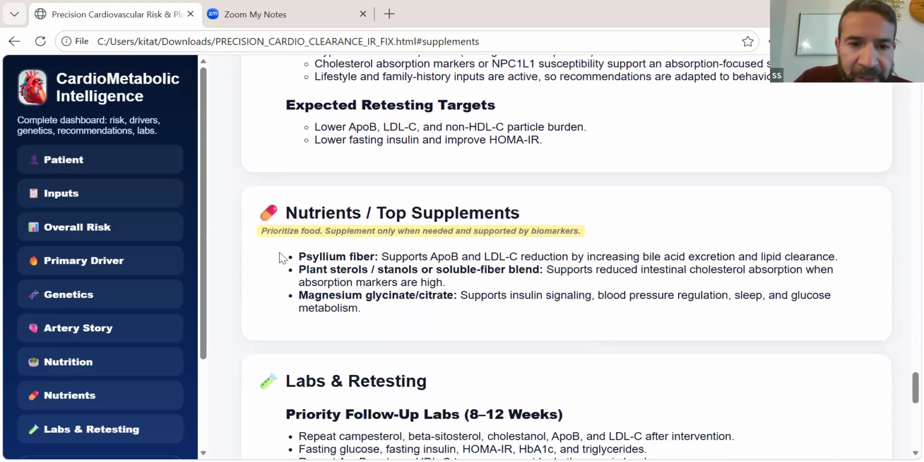Now, supplements. This is a key point here. Prioritize food; supplements only when needed and supported by biomarkers. So food is first. These supplements are not to replace or trade in the food. No, these are for when you get the labs and something needs to be fixed or needs an intervention, then you use supplements if food does not achieve results. But for the most part, we do achieve positive results with food.